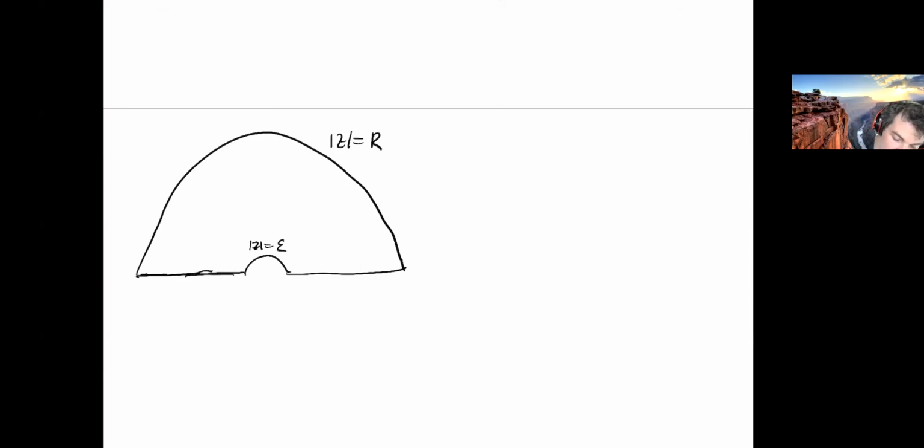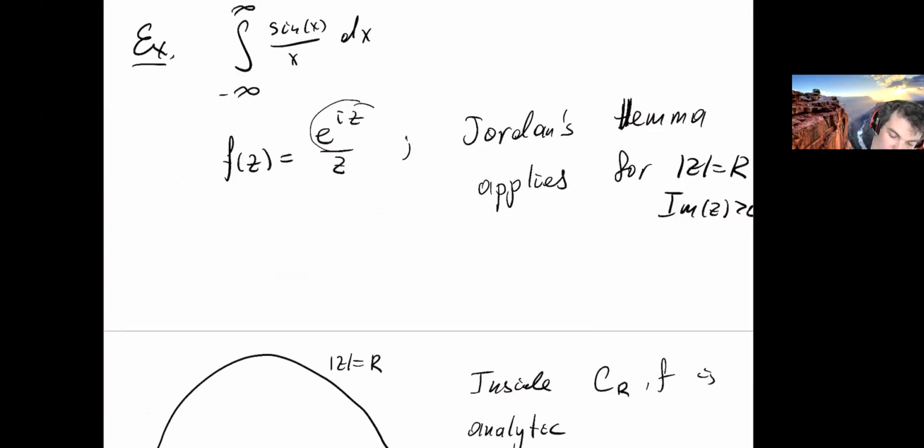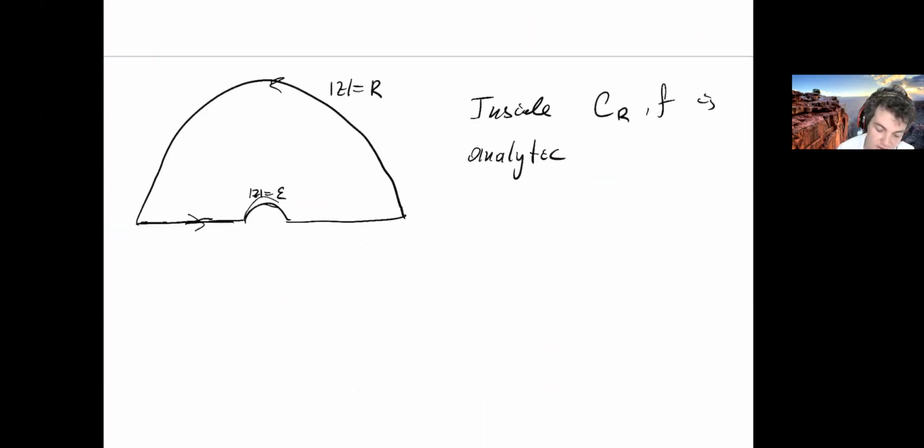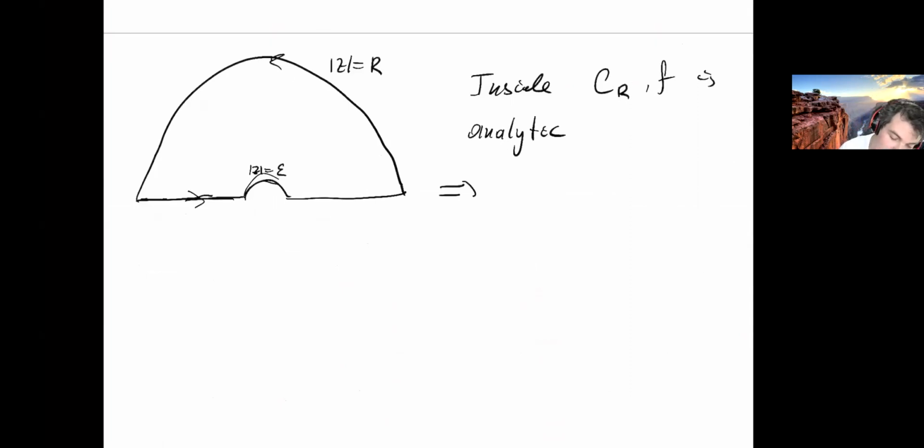And we know that inside CR, f is analytic. I'll show you f again. Here's f. It has only one problem. It has a problem at 0. But because we went around 0 like this, it means that in CR we are analytic, and this implies that the integral of f of z dz over CR is 0.